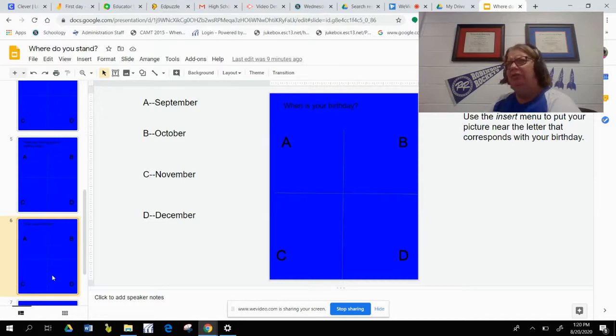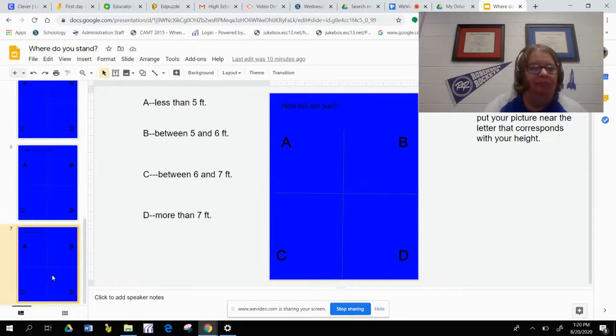What's going to be an issue with this one? What if you're born in January? Or what if you're born in August? Or what if you're born in February? You don't have a place to put your picture on here if you're not born in September, October, November, or December. If we did this in the classroom, when we do this one in the classroom, we'll have a bunch of people standing in the middle of the room because they have no place to go because their birthday's not in one of those months. Does it make a difference if each input does not have an output?